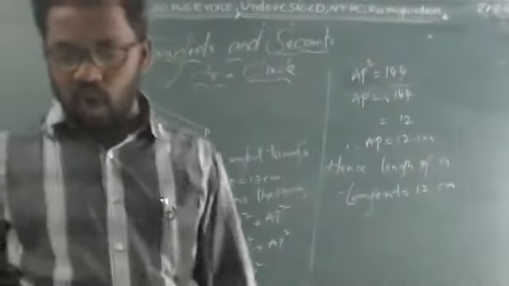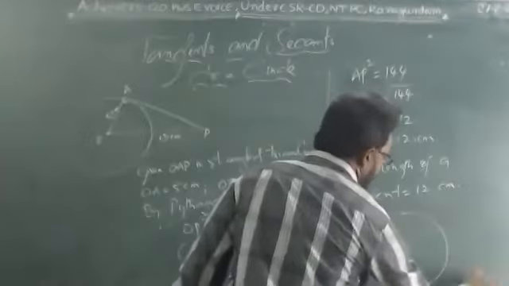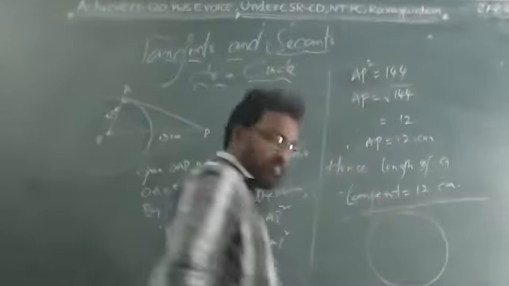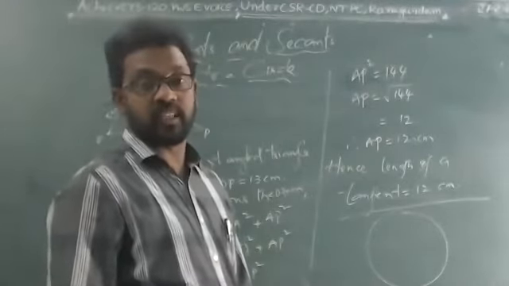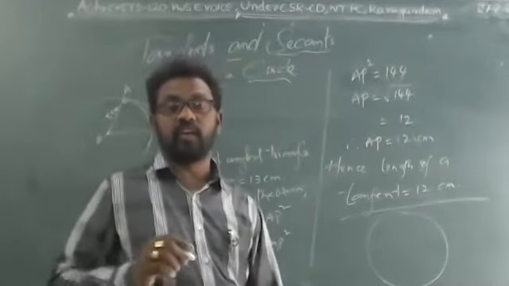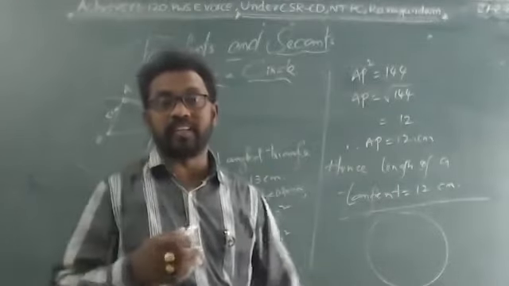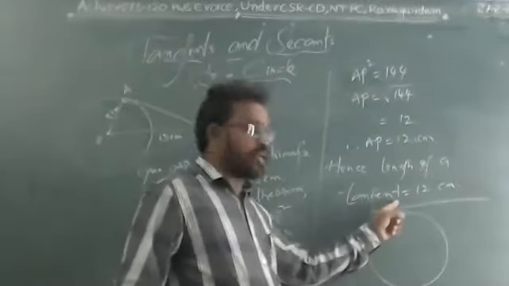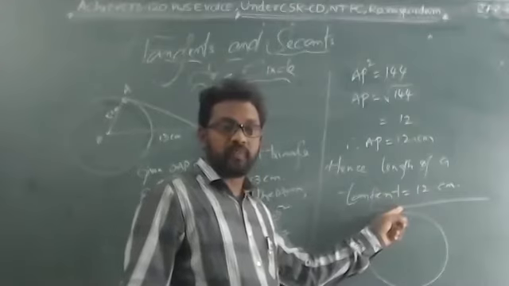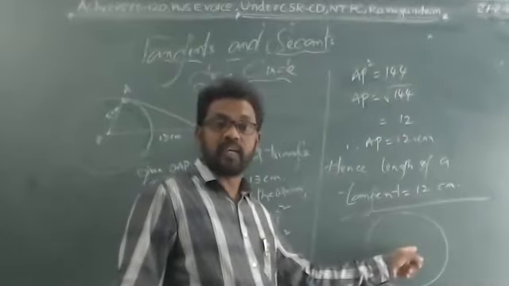Here he is asking to draw one circle. From an external line, can you draw a tangent and a secant parallel to it? Here one circle is there, and externally one line is drawn like this. With the help of this line, can you draw a tangent and a secant? Yes, we can draw.